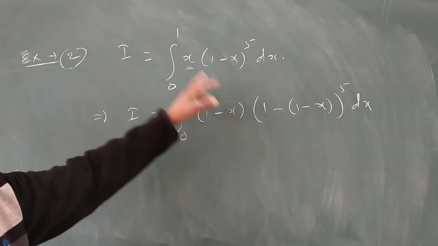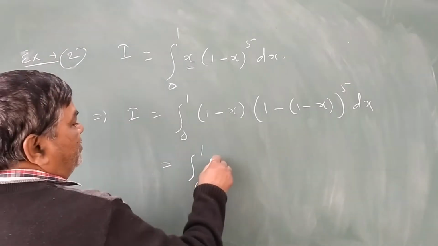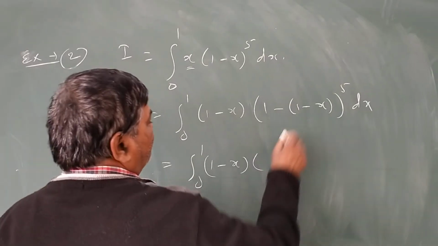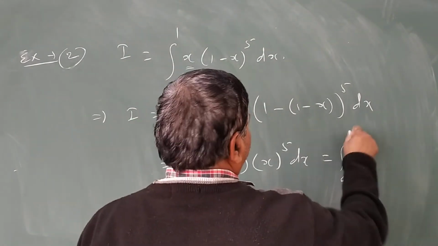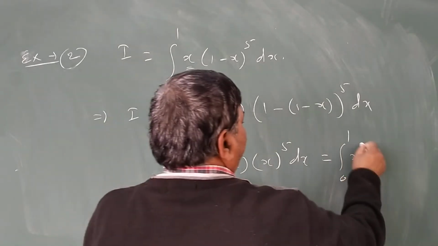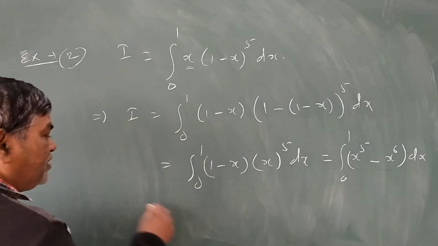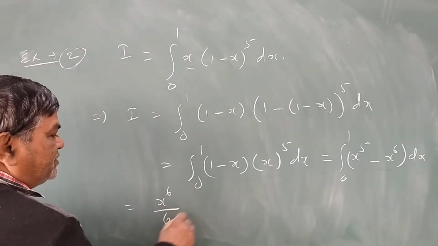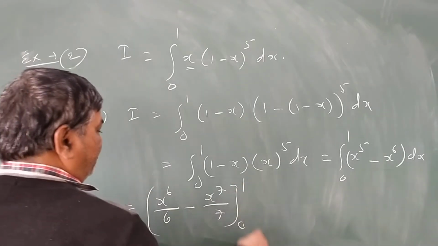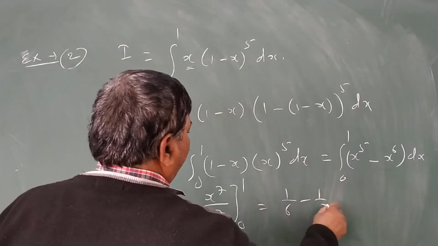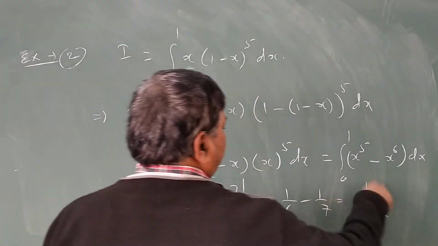In the place of x, you can write 1 minus x. So this is the integral from 0 to 1, 1 minus x, 1 should be cancelled, x to the power 5 dx. So this is the integration of 0 to 1, x to the power 5 minus x to the power 6 dx. So this is x to the power 6 by 6 minus x to the power 7 by 7, from 0 to 1, so this is 1 by 6 minus 1 by 7. So this is 42, 7 minus 1 is 6.